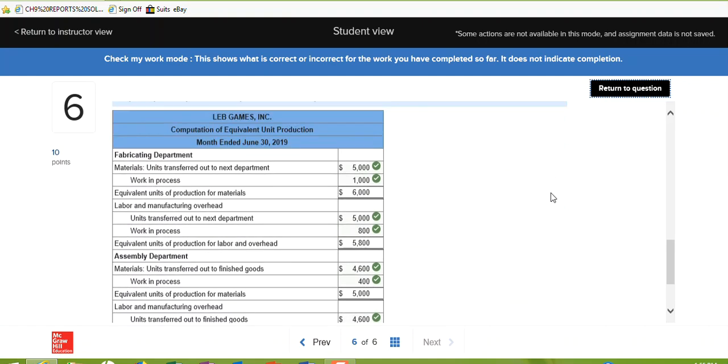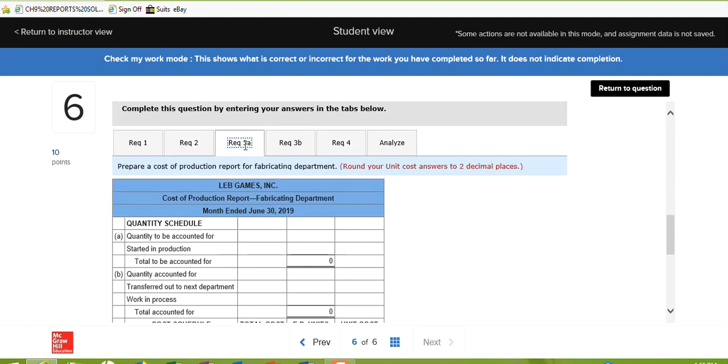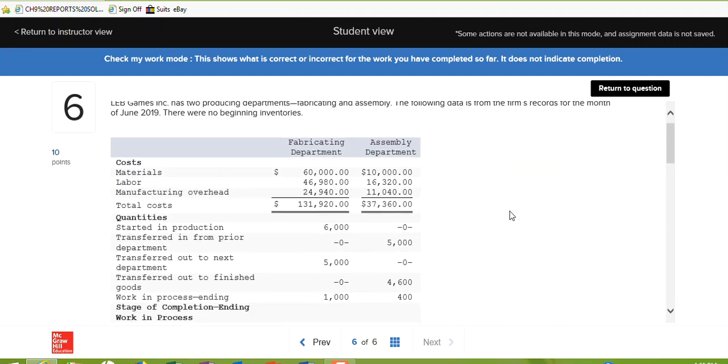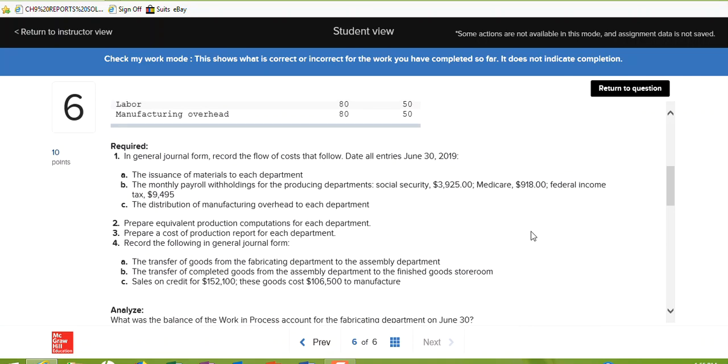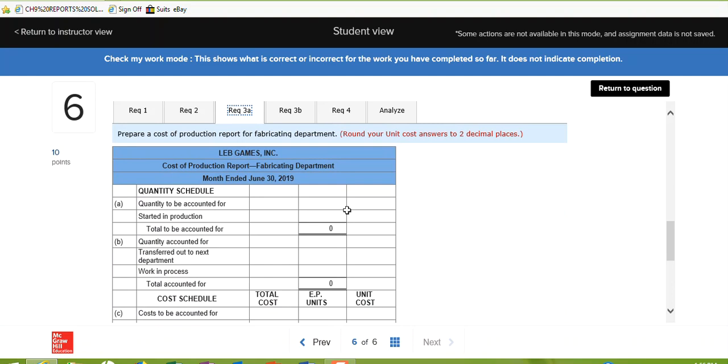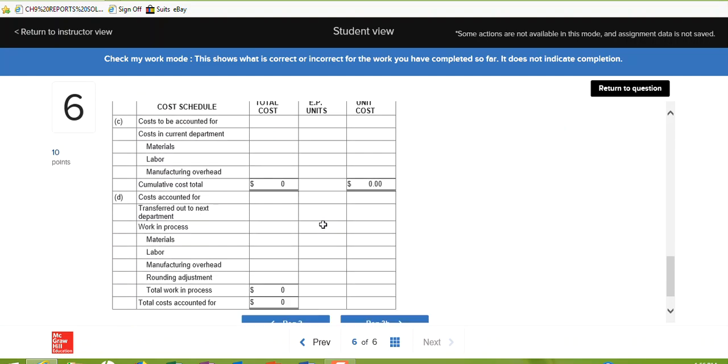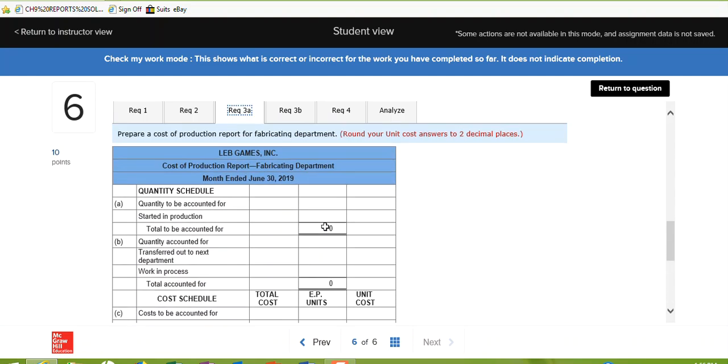And that looks good. Requirement 3A, went too far. Prepare a cost of production report for each department. So 3A is the fabricating, 3B is the assembly. All right, so we have another one of these lovely charts, and thankfully they have all these labels on it, so that will help us.